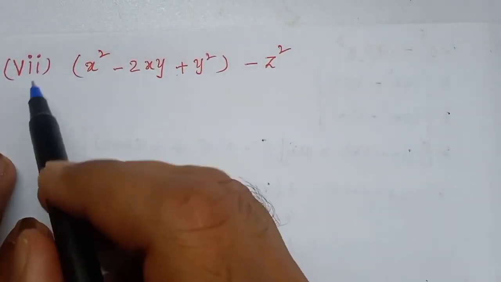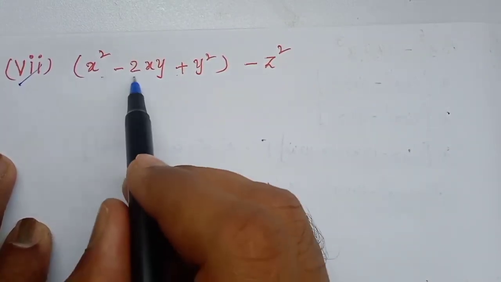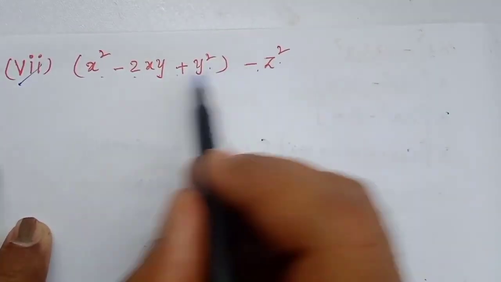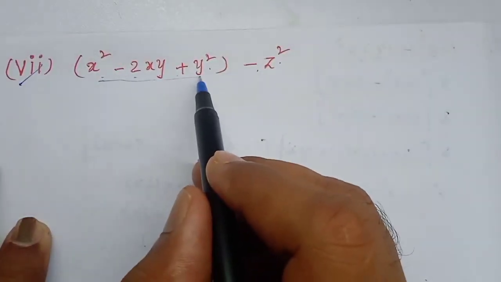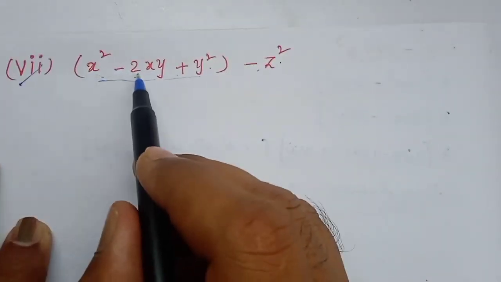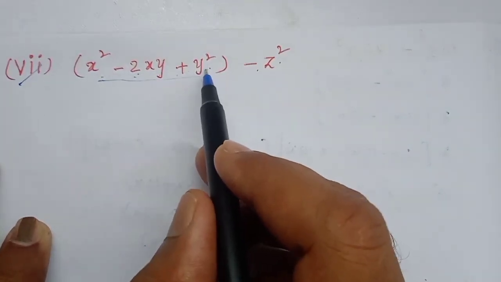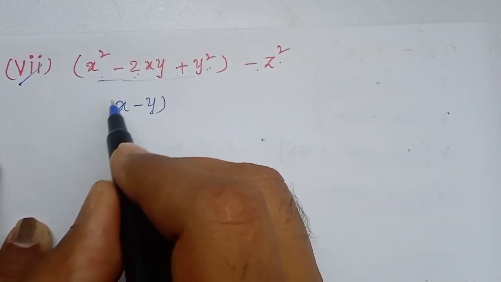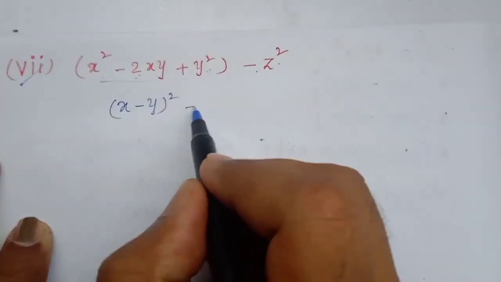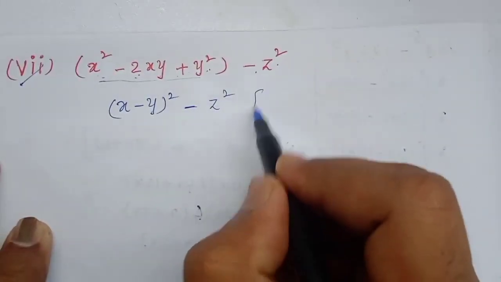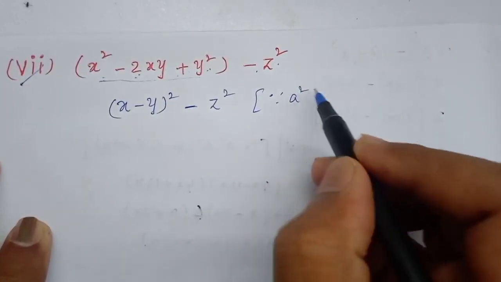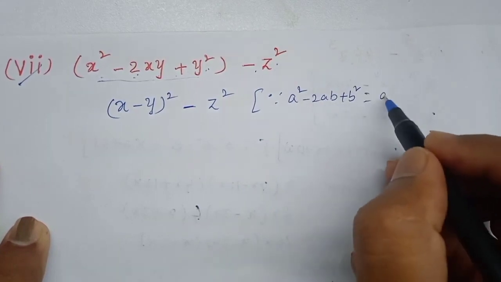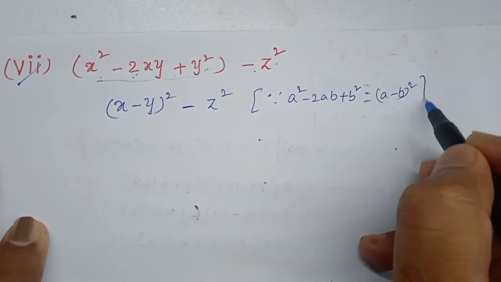Now let's see question number 7. x square minus 2xy plus y square minus z square. See, this is of the form a square minus 2ab plus b square. So then it would be x minus y whole square, x minus y whole square minus z square. Because of the identity, a square minus 2ab plus b square is equal to what? a minus b whole square.